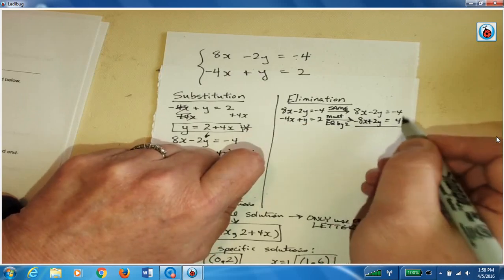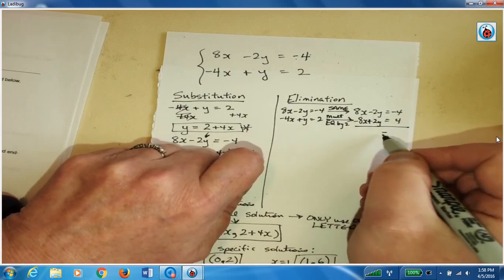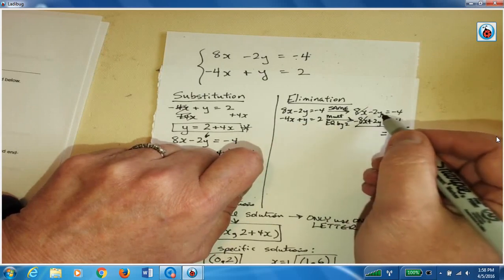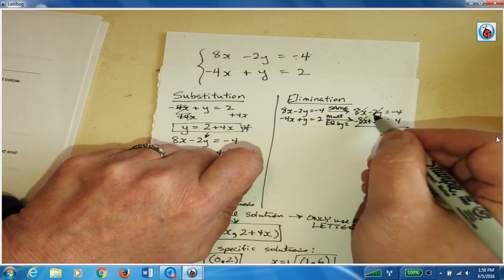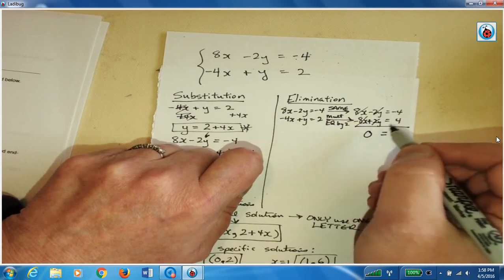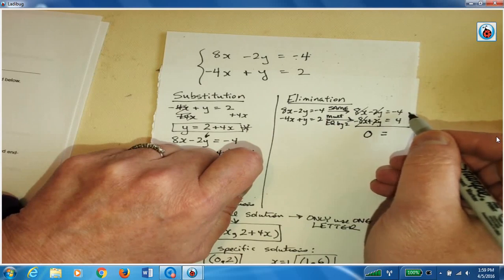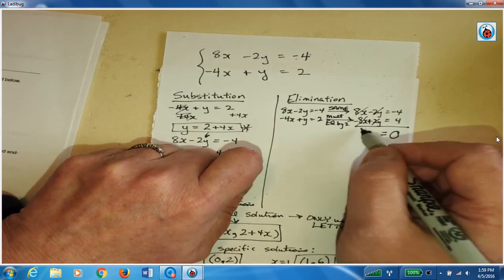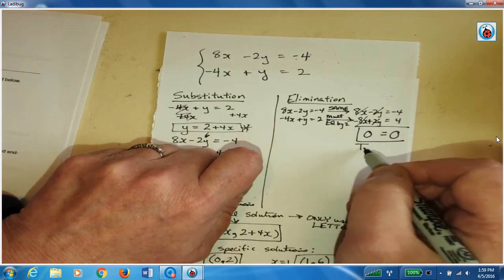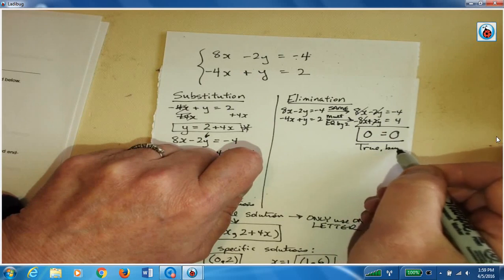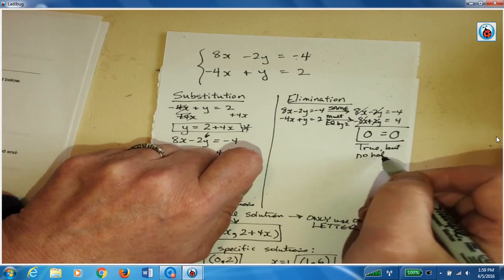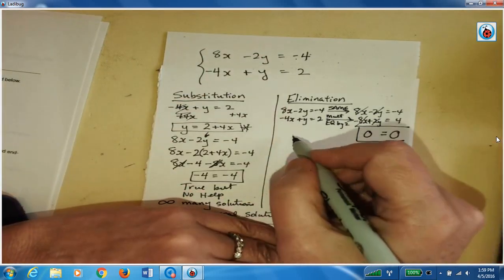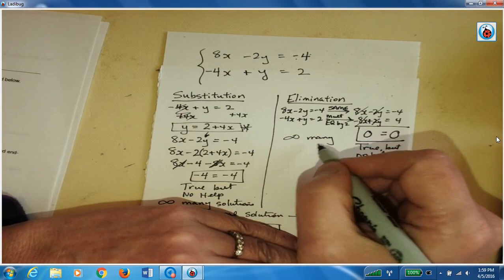Then I'm going to add. So the equal signs have to be in line. 8x plus -8x, they cancel. -2y plus 2y, they cancel. So over here I have 0. But also over here on the right hand side of the equal sign, I have -4 plus 4. And what has happened? I have a true statement, but it's no help. No help in determining what x or y is going to be. And that means I have infinitely many solutions.